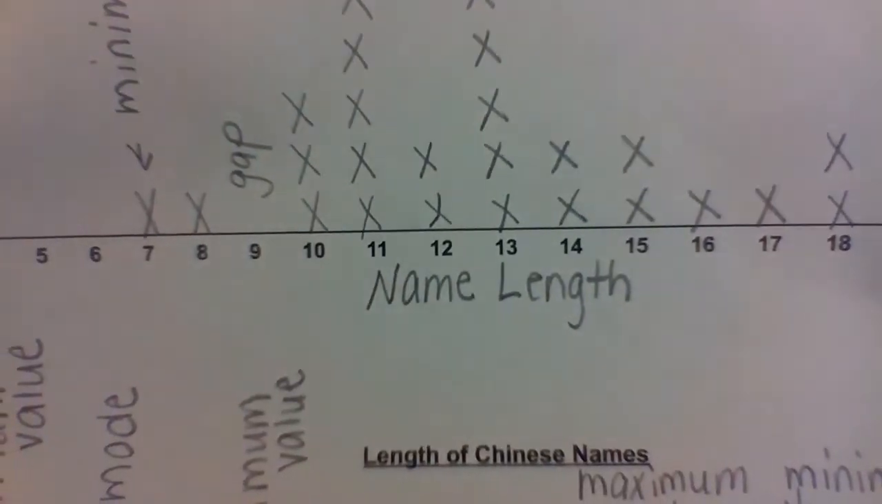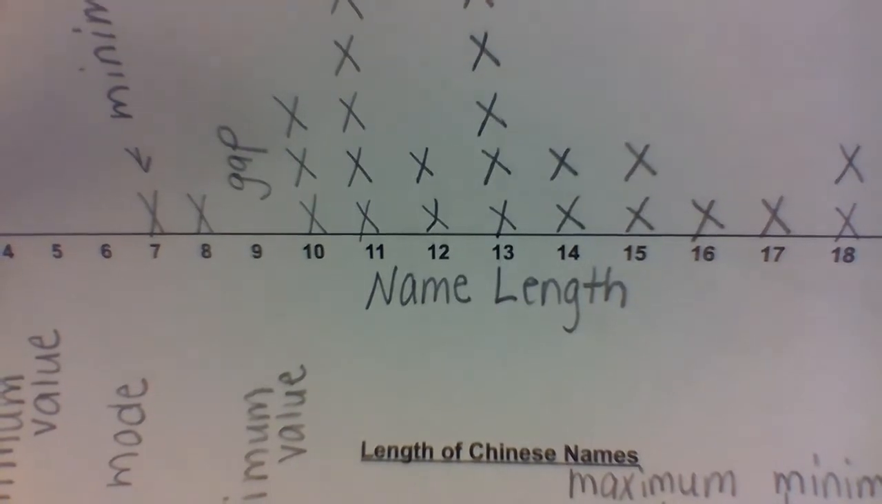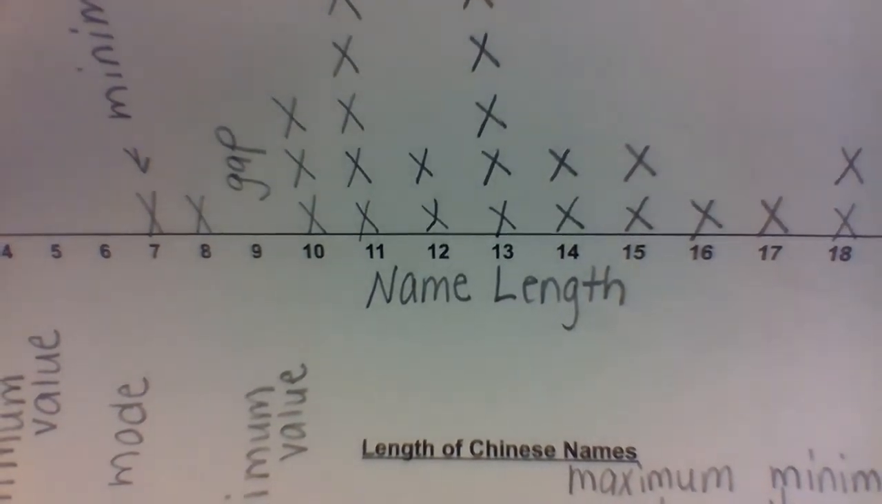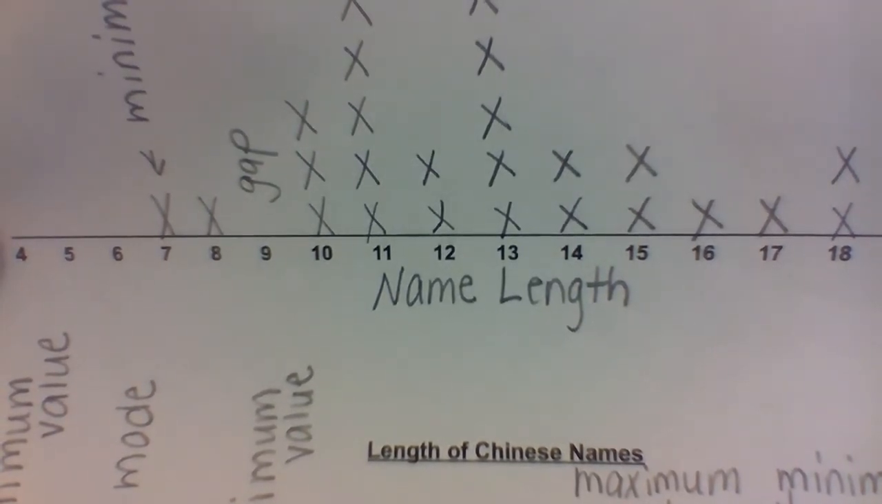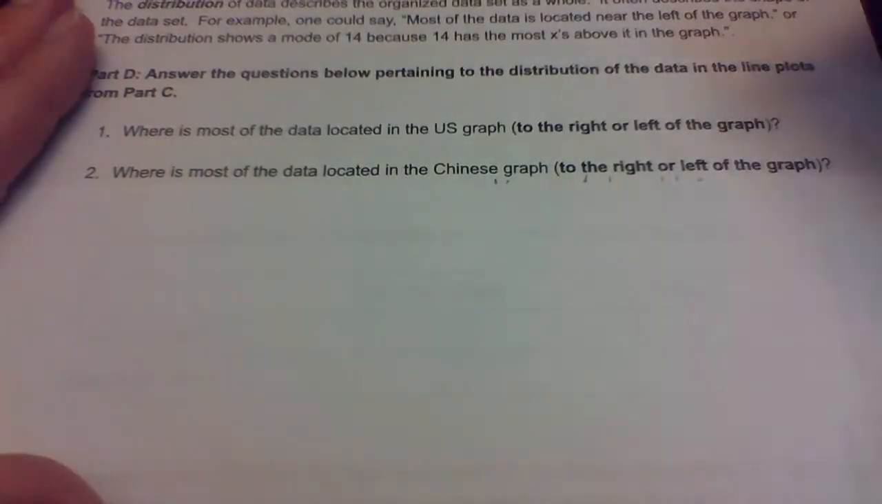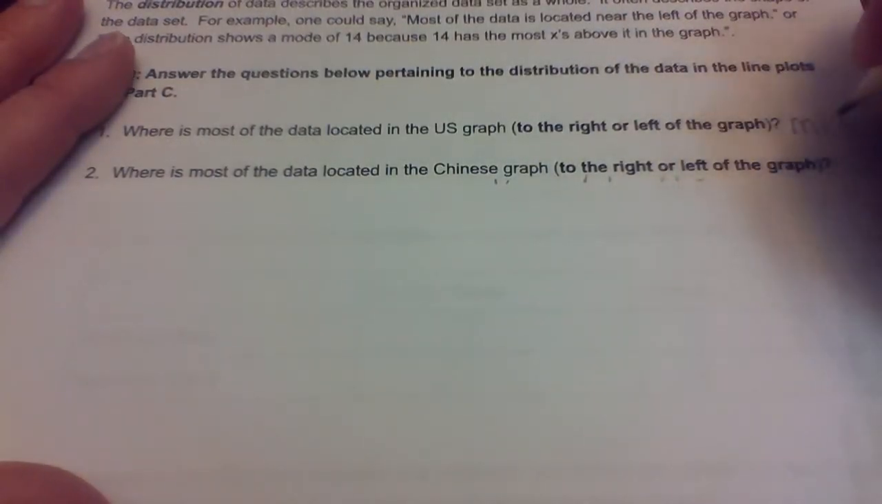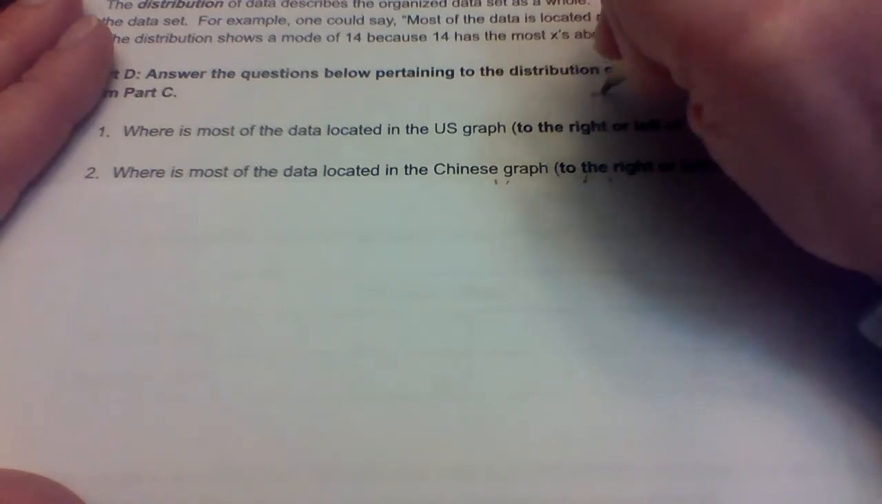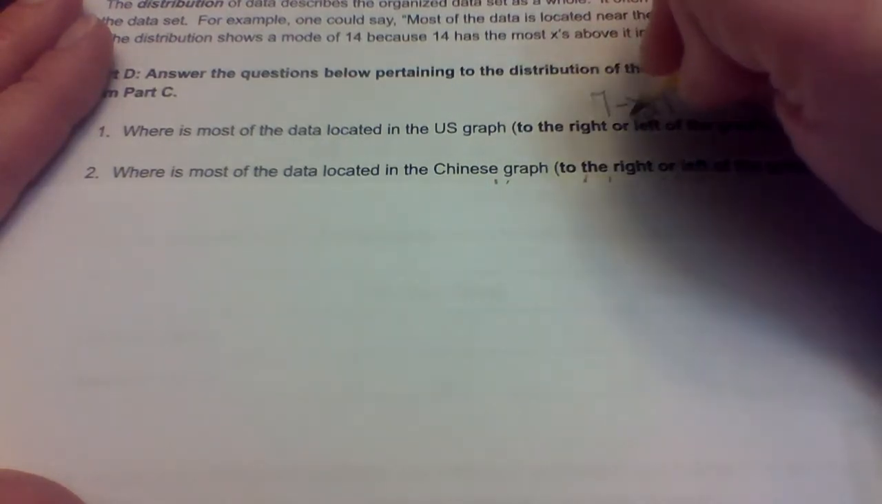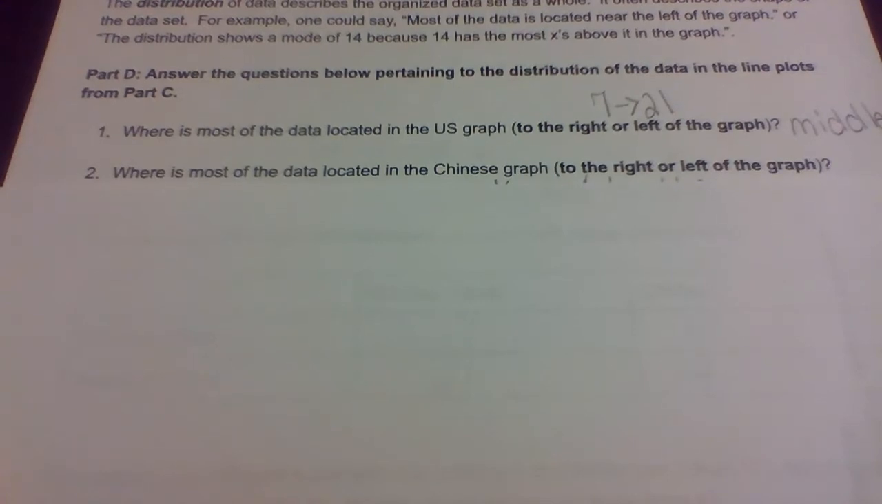So we kind of talked about, just taking a look at this data, that most of the data is toward the middle of the graph. It's really stretched out from 7 all the way to 21, but most of it is right there in the middle around 11 and 13. So I'm going to write that most of it's right in the middle there. Some of you might have written that it was more toward the right because it stretches all the way to 21. Or maybe you just wrote that it stretches from 7 all the way to 21. Okay, that was a tough question because we haven't really talked a whole lot about that yet.